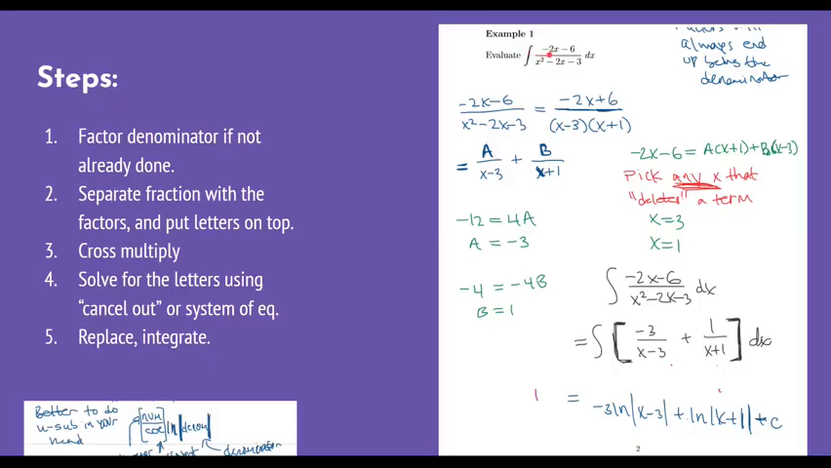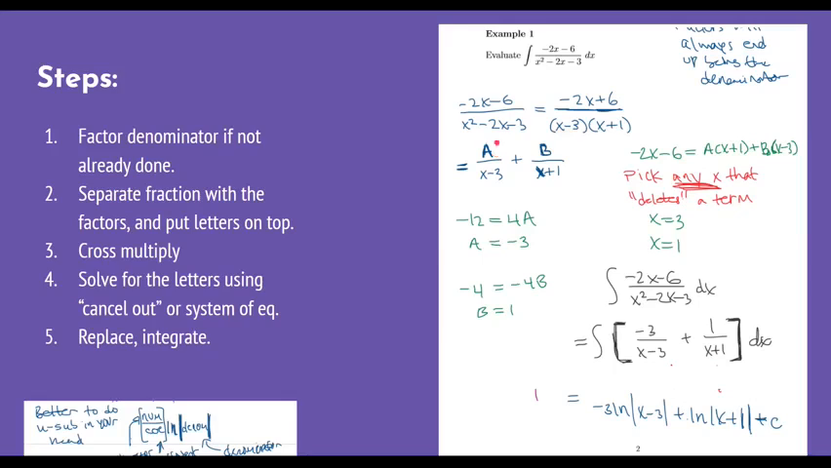The first thing is to factor the denominator if possible. I say if possible because we'll look at an example where we can't, and you just do something a little different if that happens. But you can factor this, and it happens to be x minus 3 times x plus 1 if you factor that. Hopefully you remember how to do that.